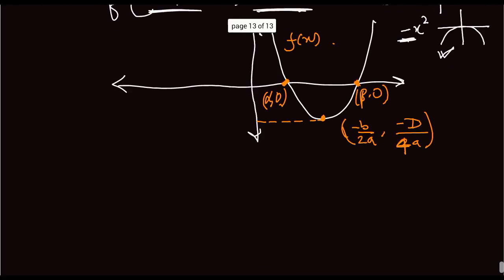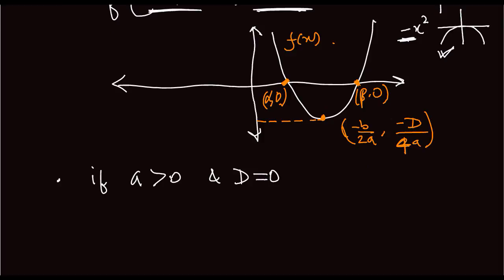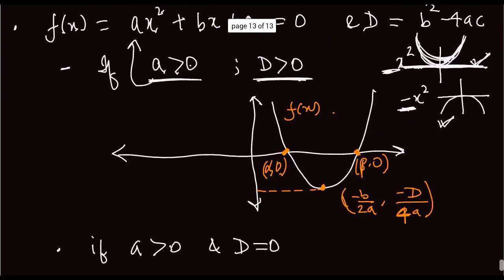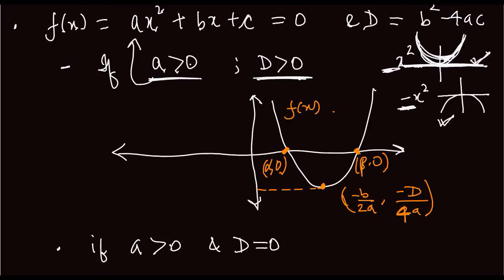Okay, the next point we are going to do is if a is greater than 0 and d is equal to 0. Now in this case, the graph will be, I am drawing it with the blue pen. If d is equal to 0 and the roots are the same, alpha will be equal to beta, equal to minus b by 2a. So this point is (minus b by 2a, 0), or you can say (alpha, 0) or (beta, 0), and f of x will be like this, touching the x-axis at that point only.